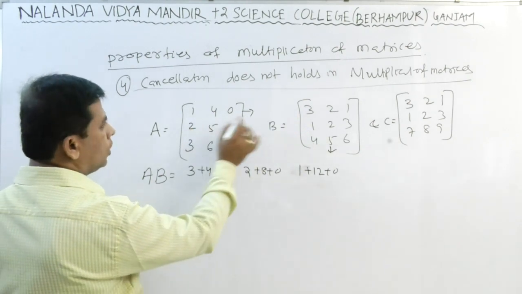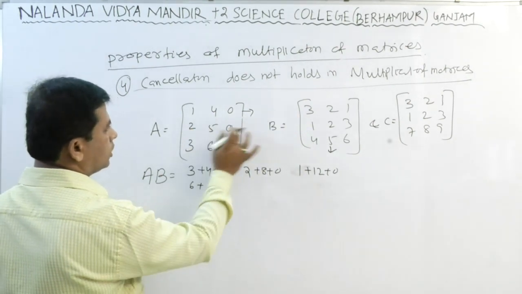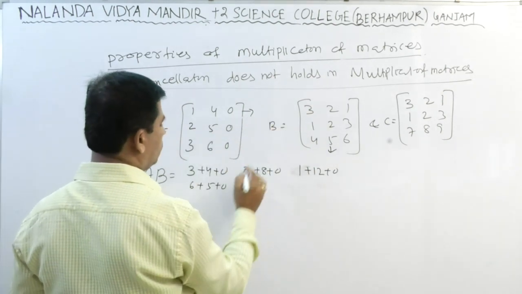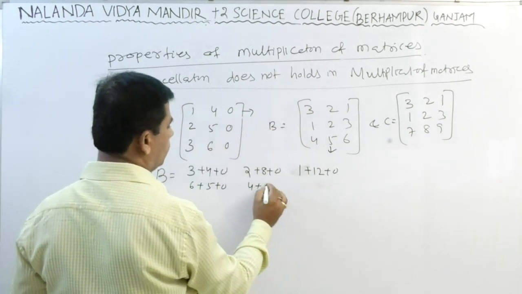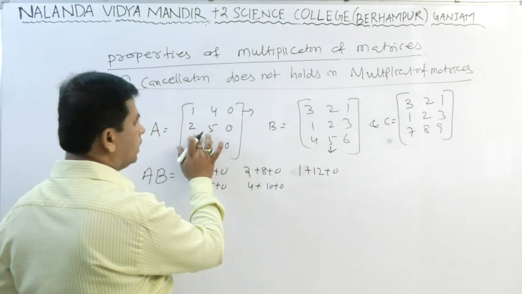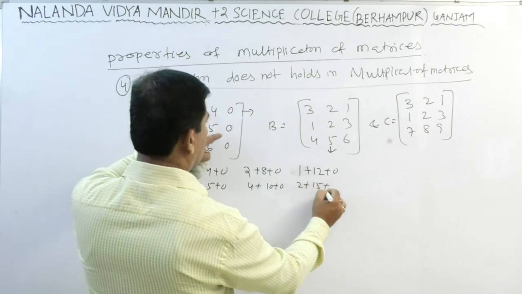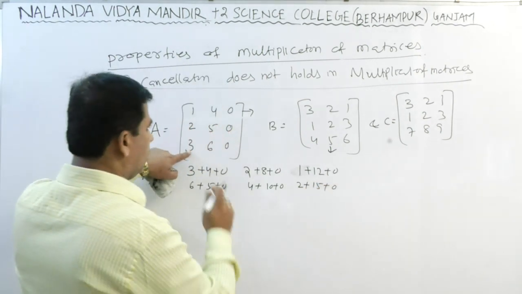Second row, first column: 2 into 3, 6, plus 5 into 1, 5, plus 0. Second row, second column: 2 into 2, 4, plus 5 into 2, 10, plus 0. Second row, third column: 2 into 1, 2, plus 5 into 3, 15, plus 0 into 6, 0.